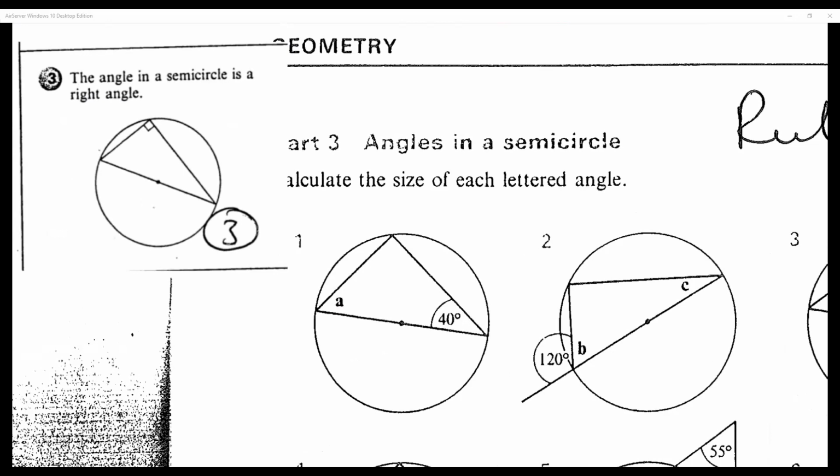Okay, right. The next rule is nice and easy. We have a semicircle here. Can you see the semicircle? Yes, I clearly see that. In a semicircle, the angle in a semicircle is always what angle? 90 degrees. That's the rule. End of story.